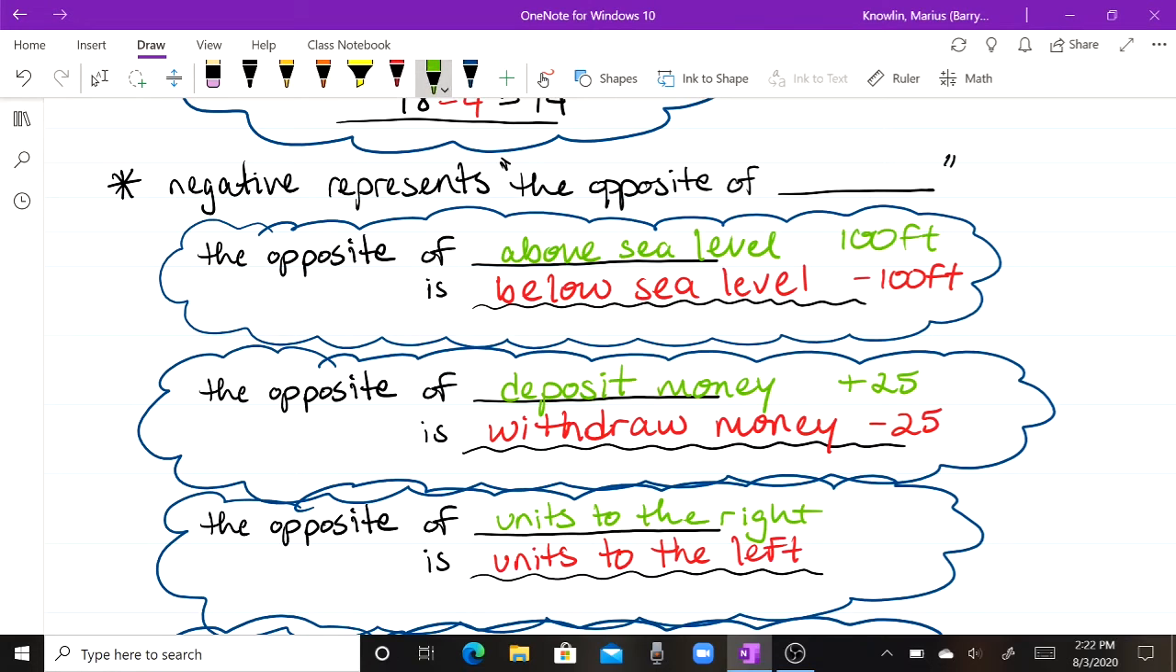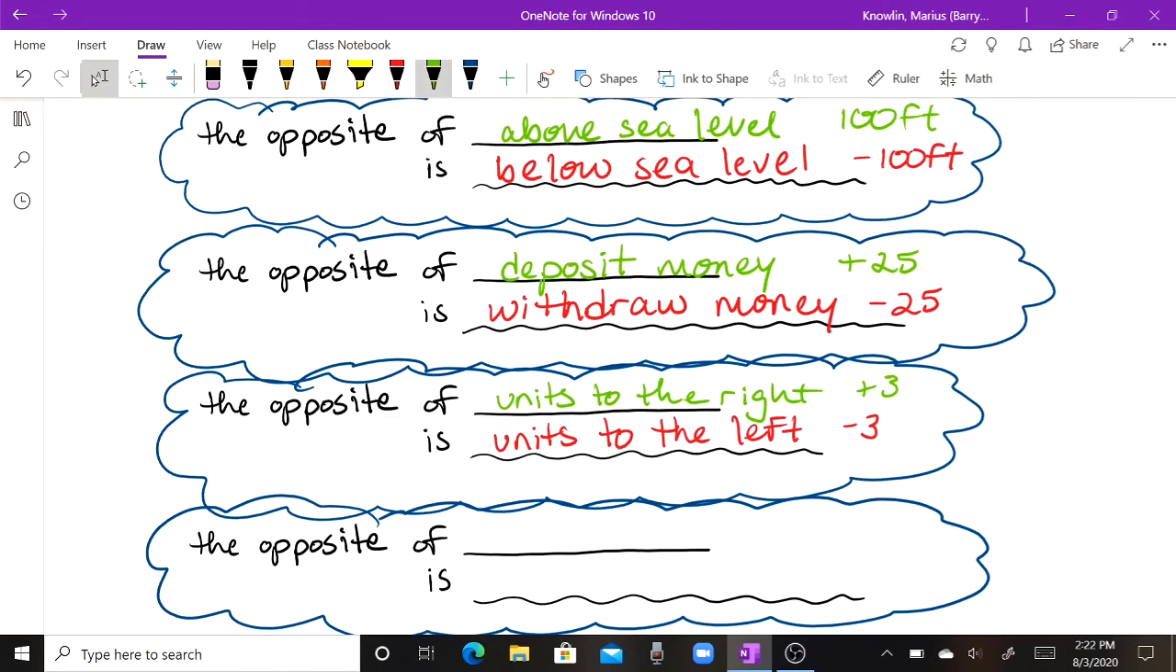So units to the right would mean I would be using a positive number. Let's say +3. Well, the opposite of moving 3 units to the right would be 3 units to the left, which you would represent with a -3 to show that movement.